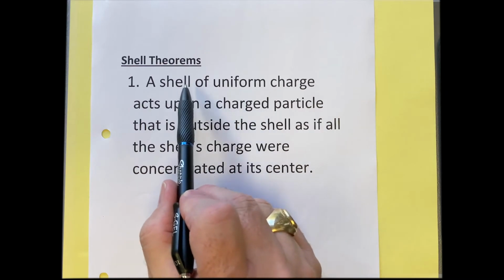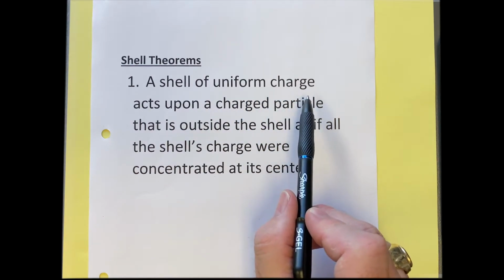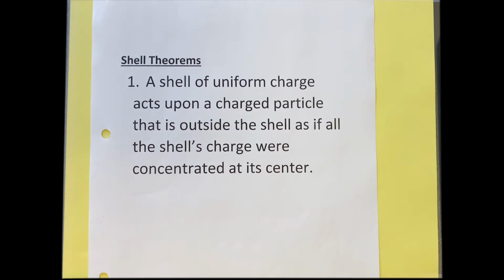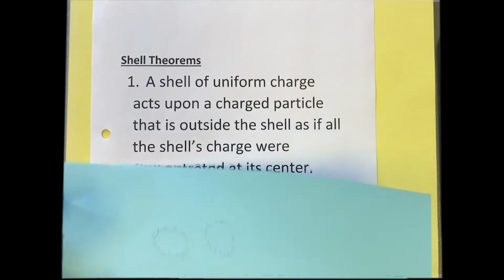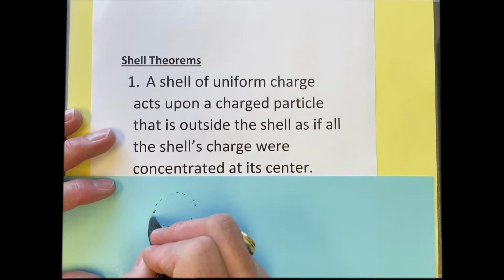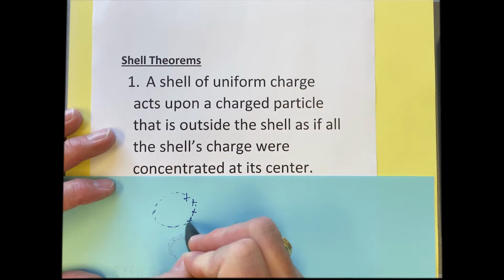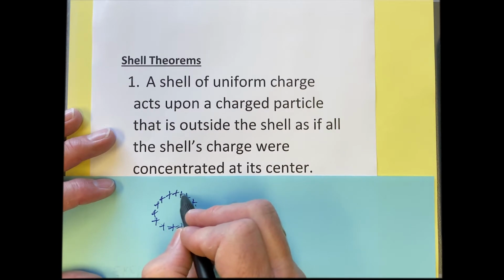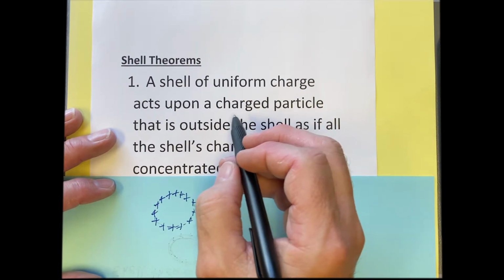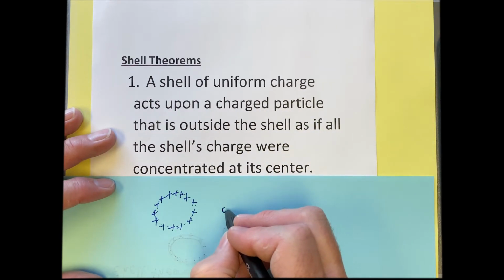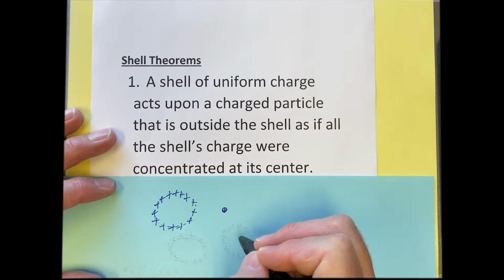It says that a shell of uniform charge acts upon a charged particle that is outside the shell as if all the shell's charge were concentrated at its center. In other words, if I had a shell of charge, now let me sort of draw a circle here and then put positive charges on that. So there's my shell of uniform charge, and it's going to act upon a charged particle that is outside the shell. So in other words, let's say over here, there's another positive charge right there.